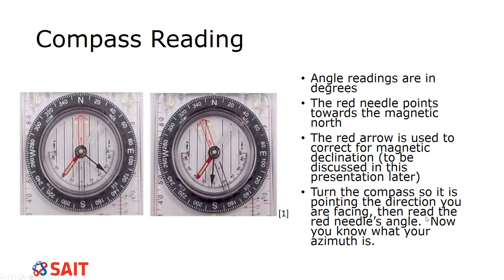What I suggest is you take your compass and you point it in the direction that you're facing. Then read the red needle's angle. Now you know what your azimuth is. It's the azimuth from the north, from the magnetic north. It might take you a little bit, wherever you are, to figure out where north is and see if it makes sense. If I point to the east, then I should be at 90 degrees. If the arrow is pointing at 270, then you know you're backwards. So it's the way you're holding the compass versus where you're reading it.